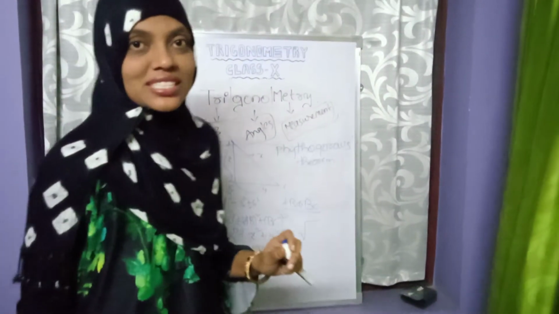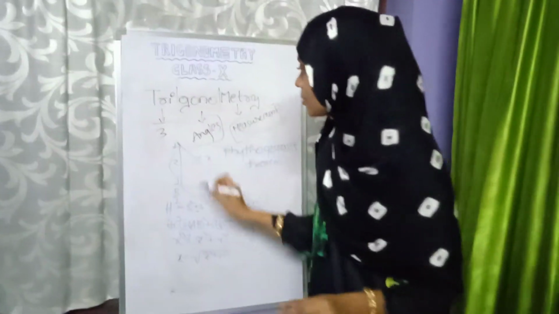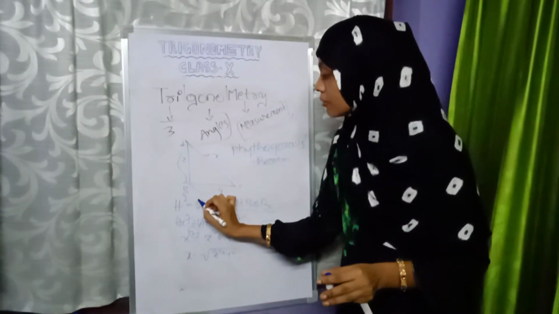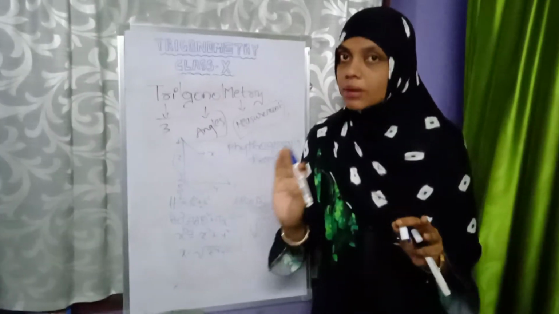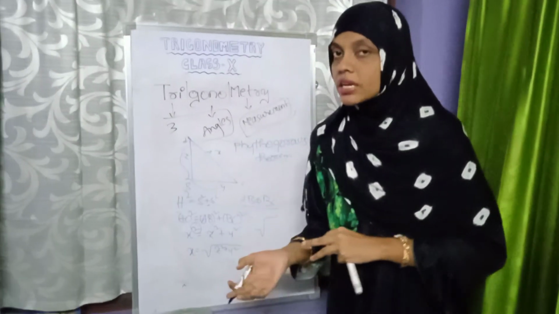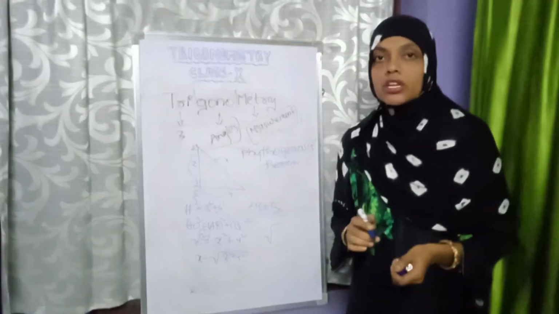Up to here clear, students? The first thing is we need to know what the Pythagoras theorem is. The Pythagoras theorem is nothing but the hypotenuse square is equal to the sum of the squares of the remaining two sides. Okay, H square is equal to side square plus side square. If the values are given, then it will be very easy for us to find the hypotenuse value.